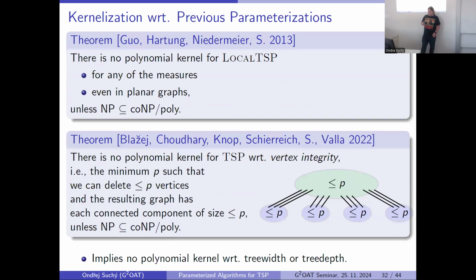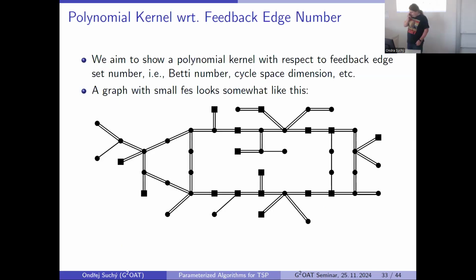What I can say is, if we look at the previous parameters that we have seen here, local TSP for any of the measures that we considered, even on planar graphs, doesn't have polynomial kernels unless strange things happen. And for waypoint routing, it's the case for treewidth or tree depth or vertex integrity, which is defined here. I'll skip that. What I wanted to show you is a polynomial kernel with respect to the feedback edge number. The feedback edge number, also known as Betti number or cycle space dimension, is the number of edges that you have to remove so that you obtain an acyclic undirected graph. And a graph with small feedback edge set number may look something like this. Again, these double edges represent the edges of capacity 2.